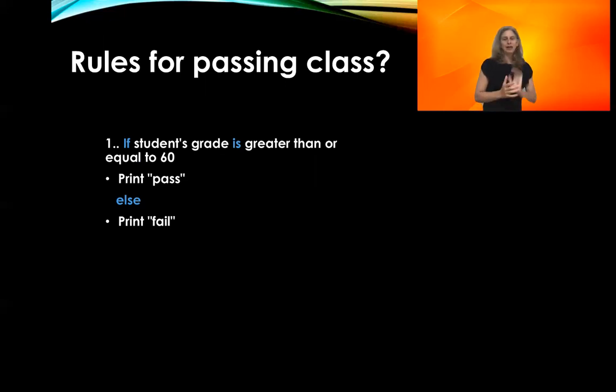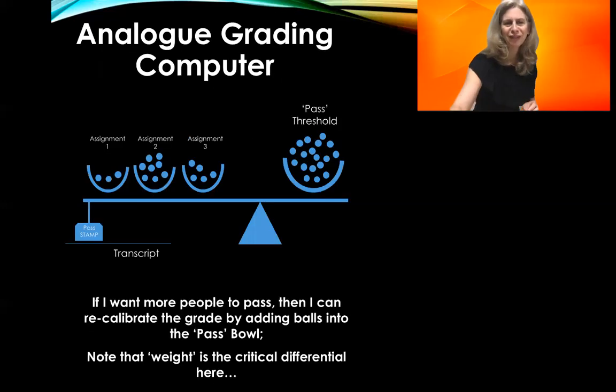Okay, one last quick example, and this is really in order to think a little bit more about when we think about algorithms, are we thinking about something that can be physical, or are we thinking about something that is computational? So what are the rules for passing this class? We could say, well, if a student's grade is greater than or equal to 60 points, then I'm going to print pass, stamp it on their transcript. Else I'm going to print fail. But don't worry, you're all going to pass the class, I'm sure.